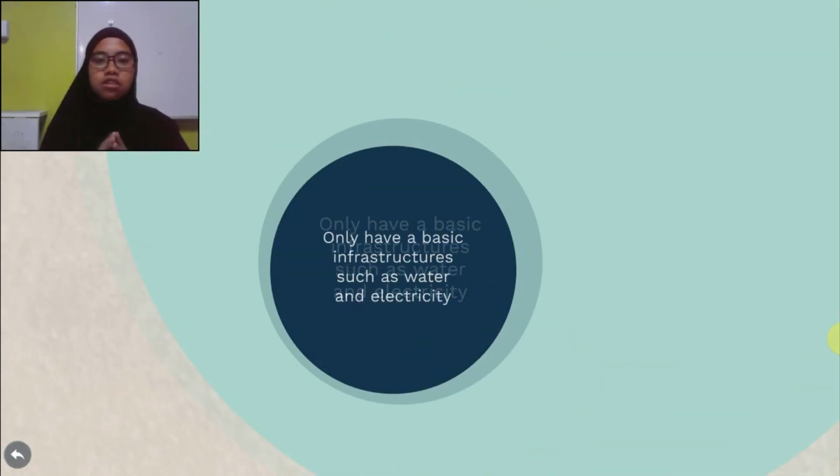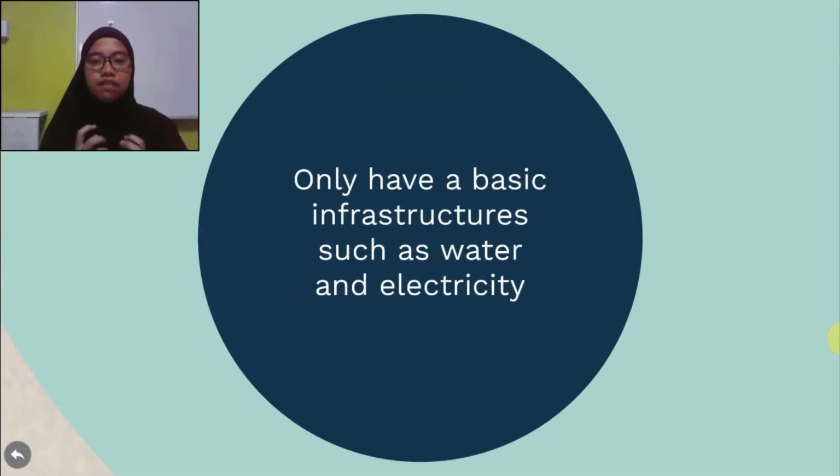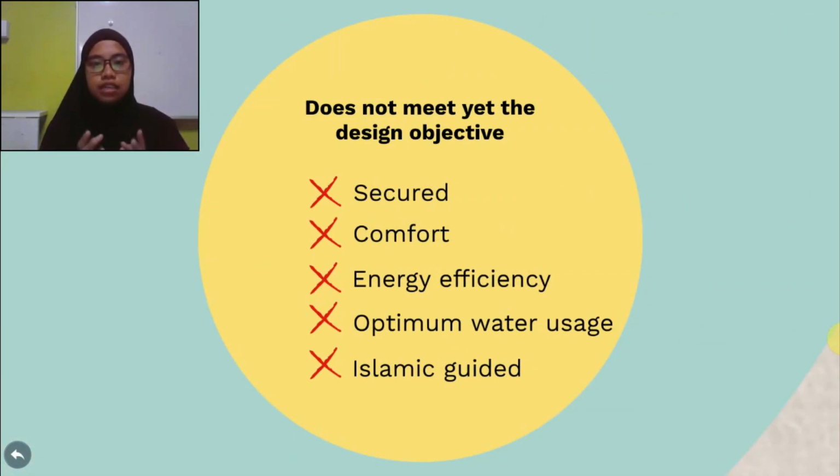For the basic infrastructure, rumah banjir Usim only have a basic infrastructure such as water and electricity. Whereas for the design objective, rumah banjir does not meet yet the design objective, which is secured, comfort, energy efficiency, optimal water usage, and Islamic guided.